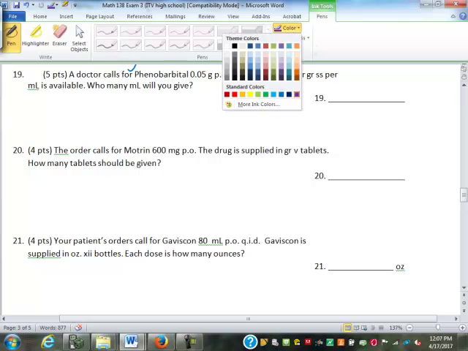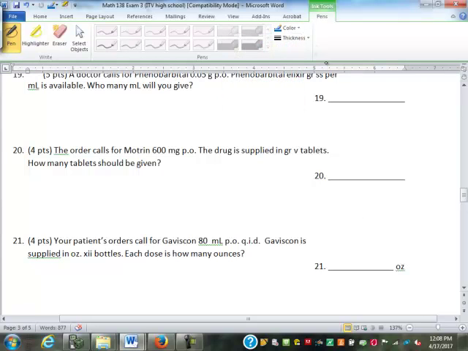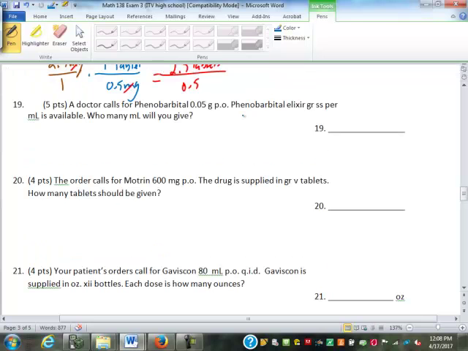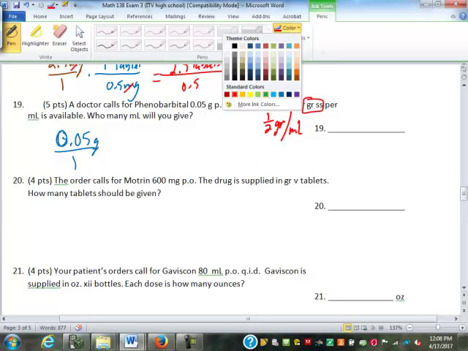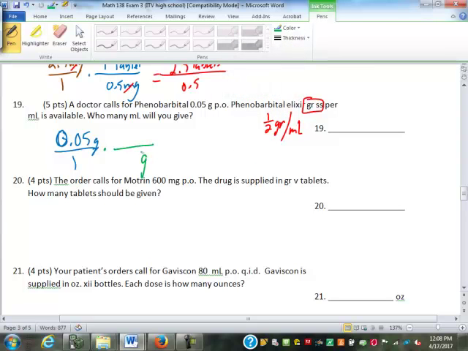19. Our doctor calls for phenobarbital, 0.05 grams. The elixir, so it's phenobarbital elixir. That just means it is a fluid, is GRSS. That means it's 1/2 grain per milliliter. How many milliliters would you give? Well, we have to go from grams to grains here. 1 gram is 15 grains.